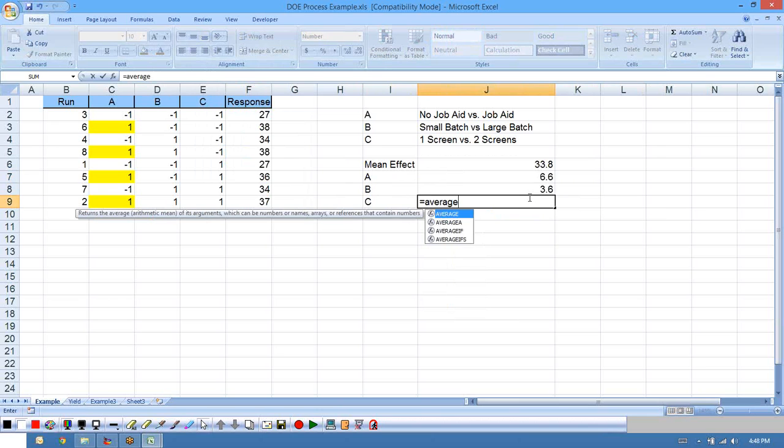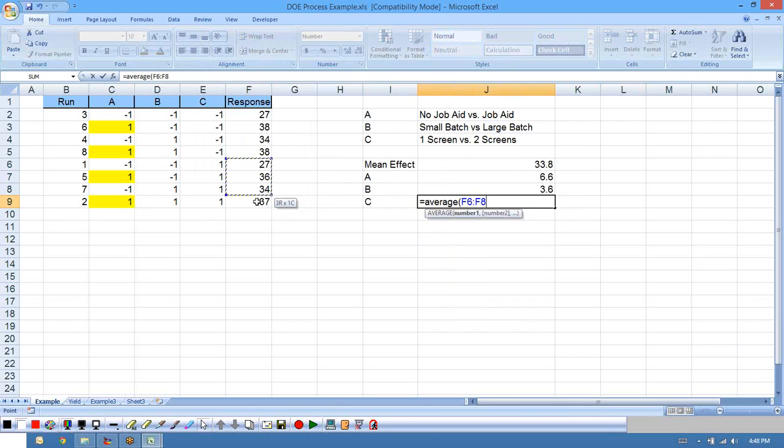And finally, how about the effect of C? This is equal to the average of all the pluses minus the average of all the minuses. Much smaller. In fact, it says it's a negative effect.